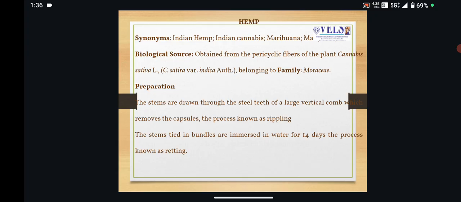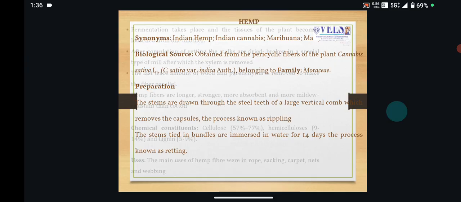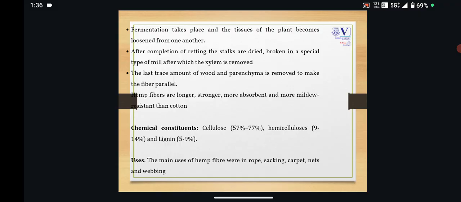The stems are tied in a bundle and immersed in water for about 14 days, and the process is known as retting. During retting, fermentation takes place, which makes the tissues very soft and loose. After completion of the retting process, the stalks are dried and broken in a special type of mill, after which the xylem fibers are removed. The last traces of wood and adjoining parenchyma are removed to make the fiber parallel.